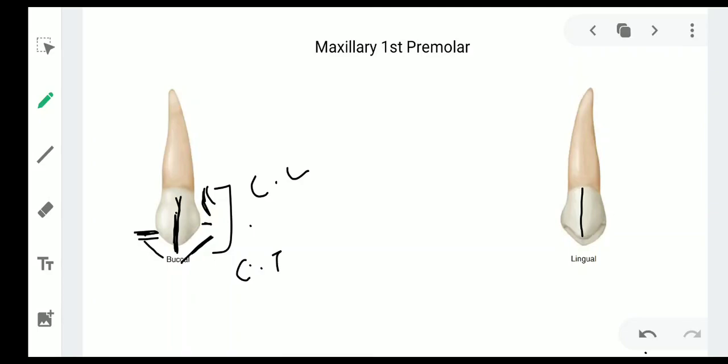There are two cusps which can be seen from this aspect. One is the palatal or the lingual cusp and second is the buccal cusp. The lingual cusp, or the palatal cusp, is usually 1 mm shorter than the buccal cusp. Now the mesial and distal outlines are convex from this side and the cervical line is regular and curved towards the root portion. It points apically.